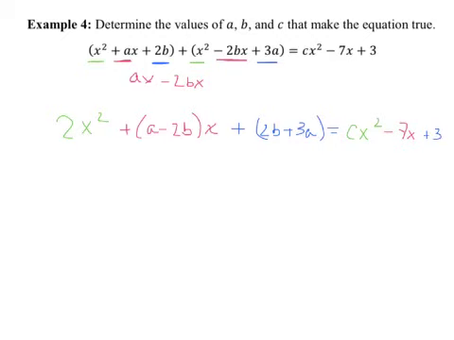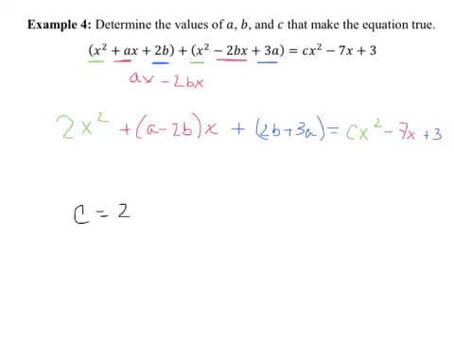So if these expressions on the left-hand side and on the right-hand side are equivalent, what could you tell me about C? What must C be by inspection? Just by looking, C is 2. On the left-hand side we have a 2x squared, on the right-hand side we have a cx squared, so C has got to be 2. So C is indeed 2. Very good. That's the first part.